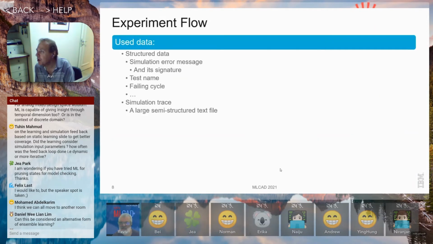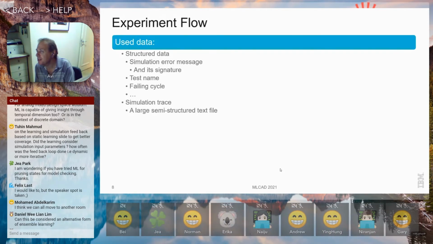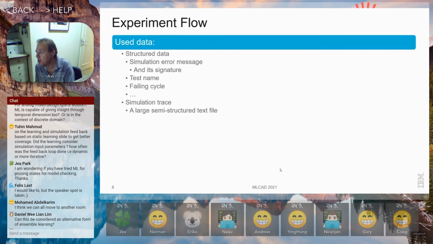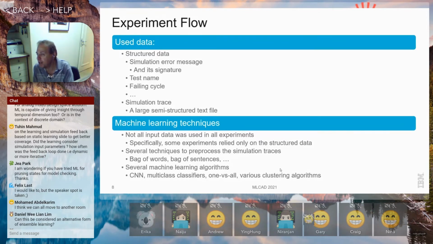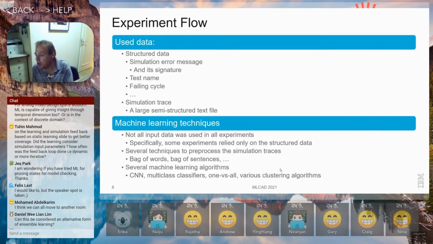And as for the flow, we have a lot of data. As I said, we have the structured data, like the error message, the test name, the failing cycle, and we have the simulation trace. And we have a lot of machine learning techniques that we used. Not in all of them did we use all the data. Specifically, in many experiments we didn't use only the trace, and I'll talk about it a little bit.